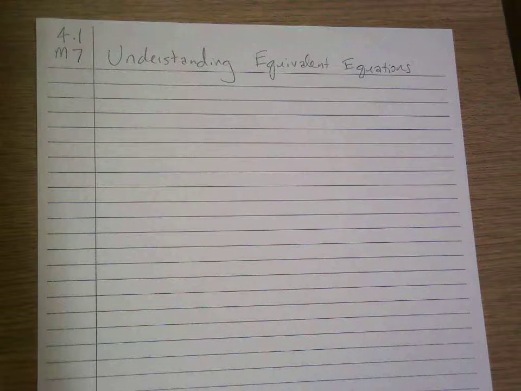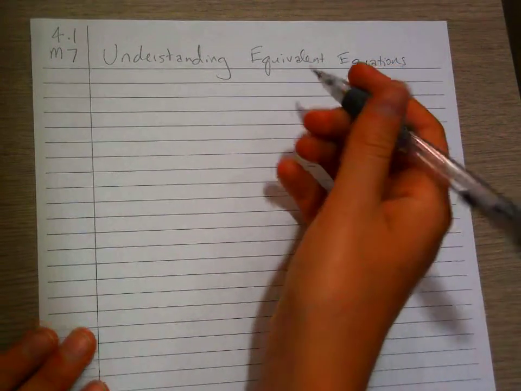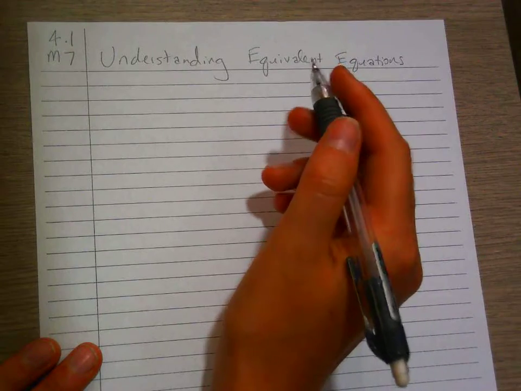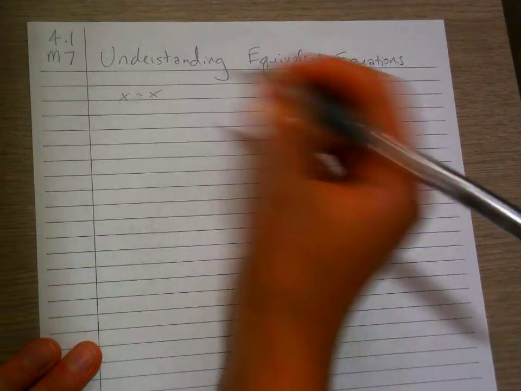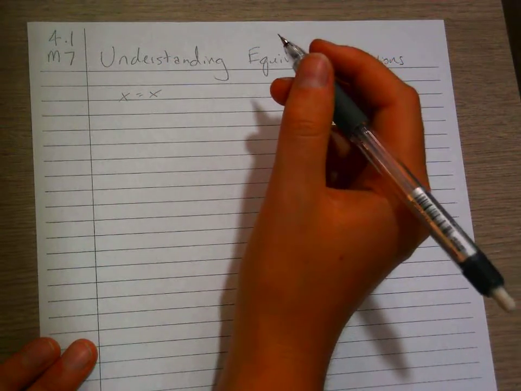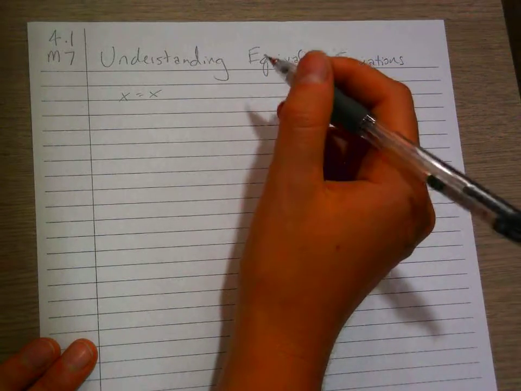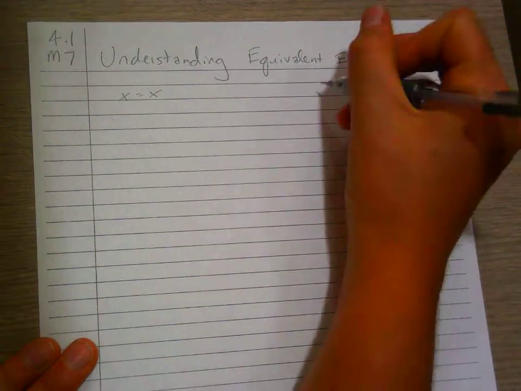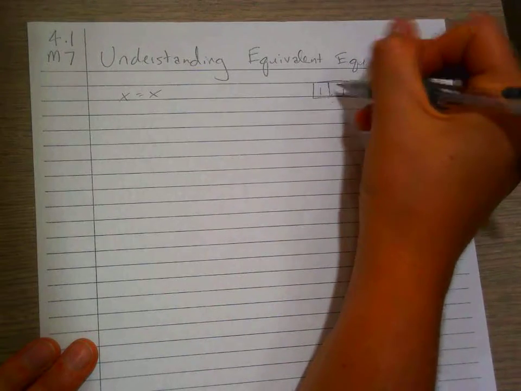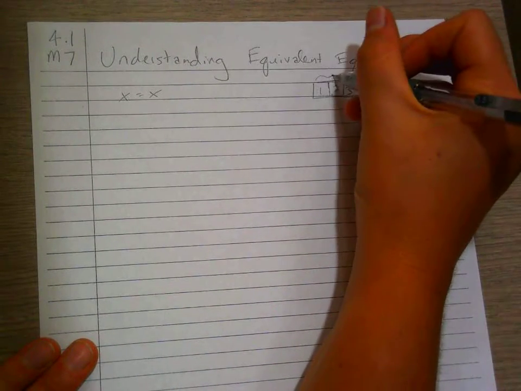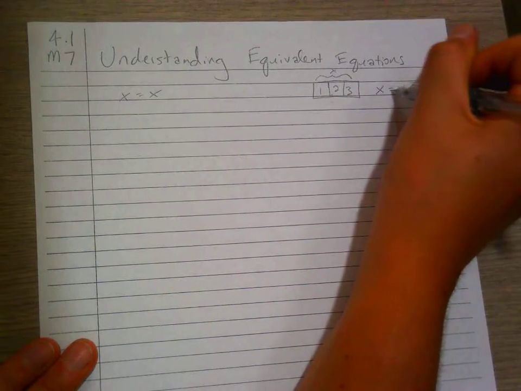4.1, we're going to just learn the basics today of equivalent equations. So basically an equivalent equation is when one thing equals another thing. Like you could say that x equals x, because those are both the same thing. We could also say, if we know what x represents, let's say this box here has 3 parts: 1, 2, 3. And this whole thing is x. We could say that x equals 3, because 3 is the same as saying x.